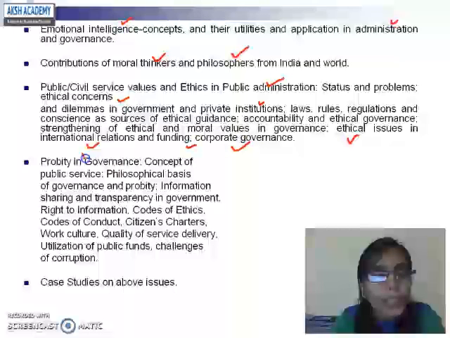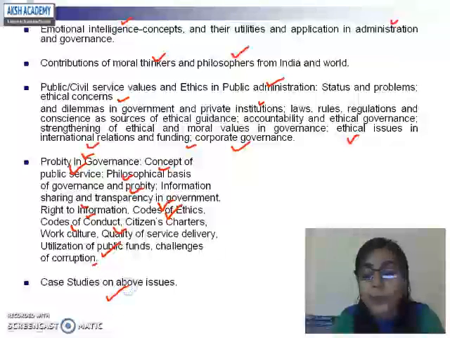Then comes your probity in governance, that is concept of public service, philosophical basis of governance and probity, information sharing and transparency in government, right to information, codes of ethics, codes of conduct, citizens charter, work culture, quality of service delivery, utilization of public funds, challenges of corruption, and the case studies on above issues.